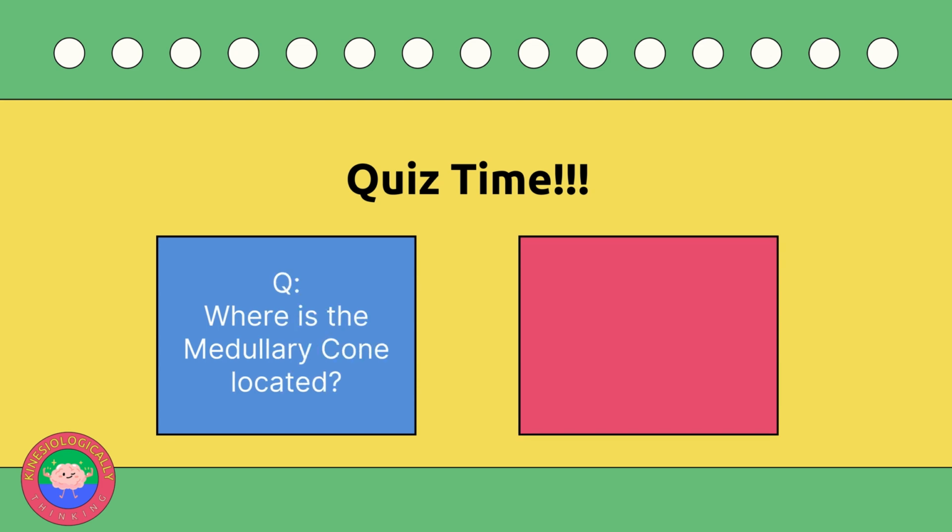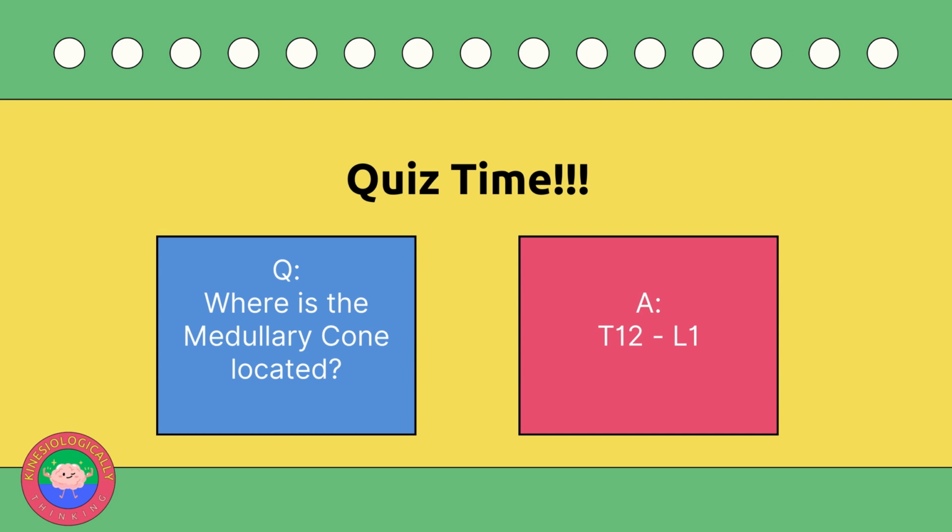Question 1. Where is the medullary cone located? Time's up. The answer is T12 to L1, or thoracic vertebrae 12 to lumbar vertebrae 1.